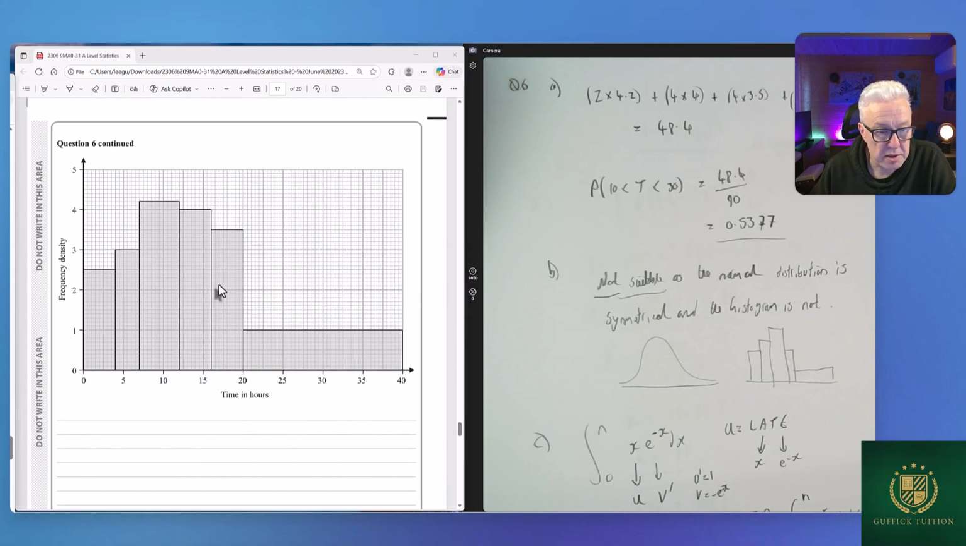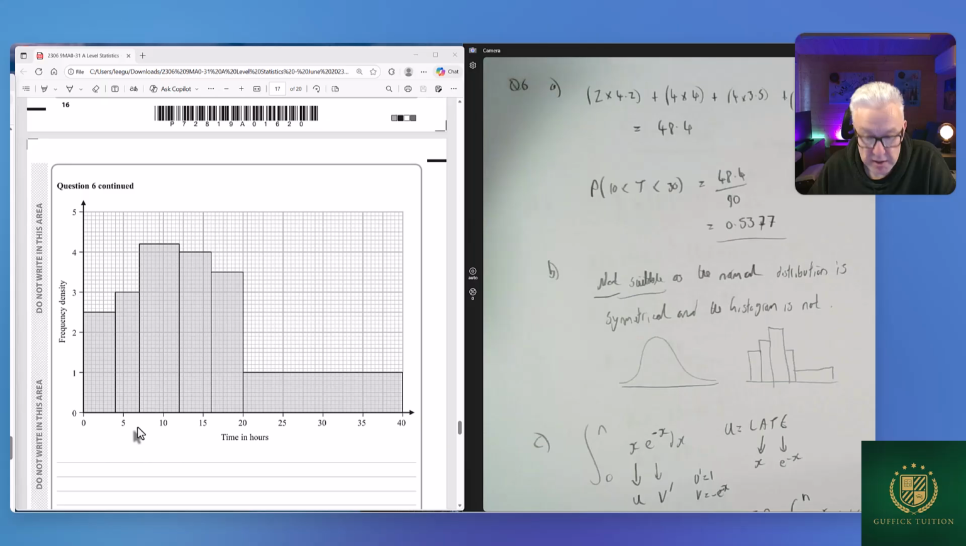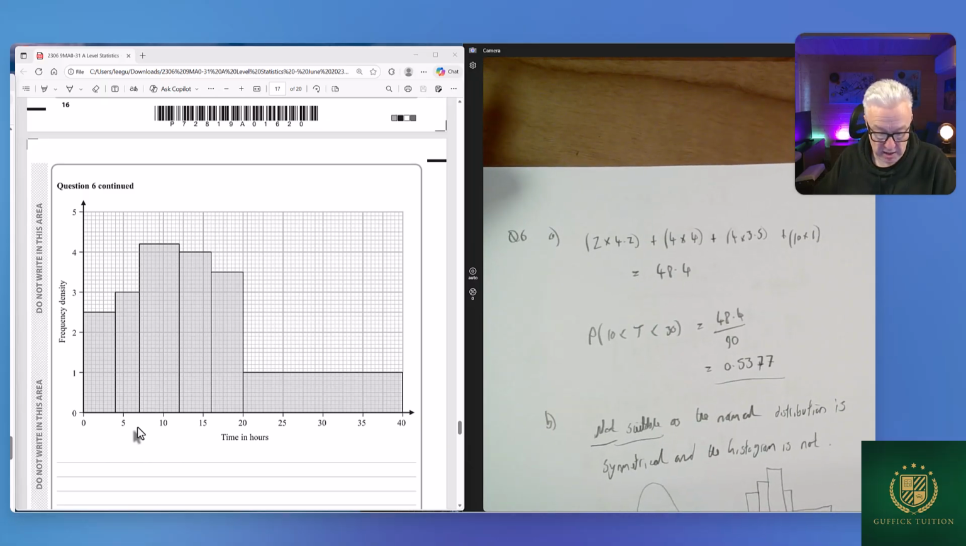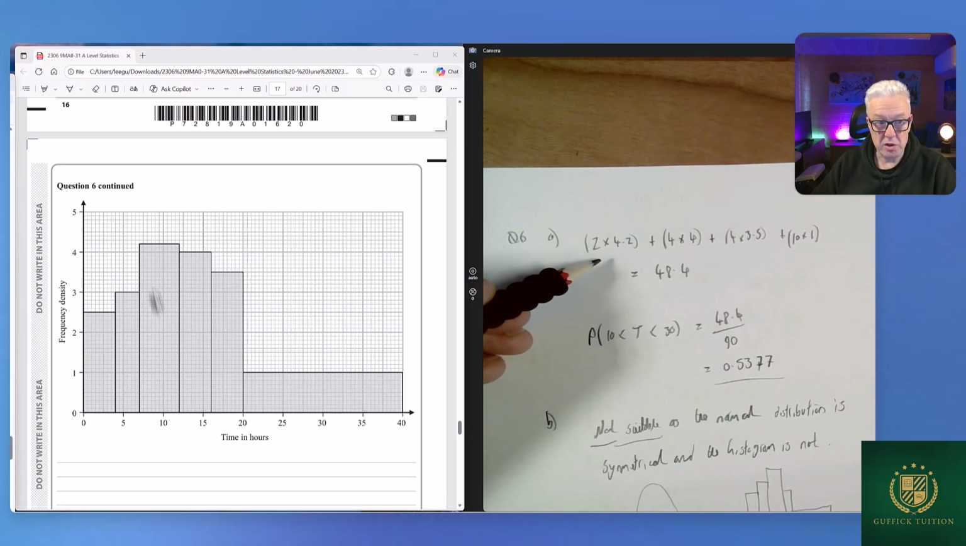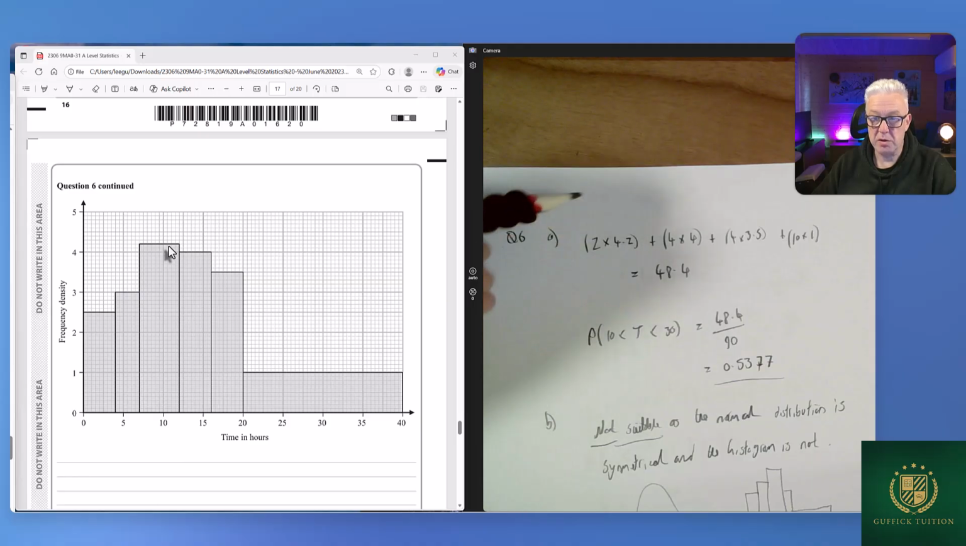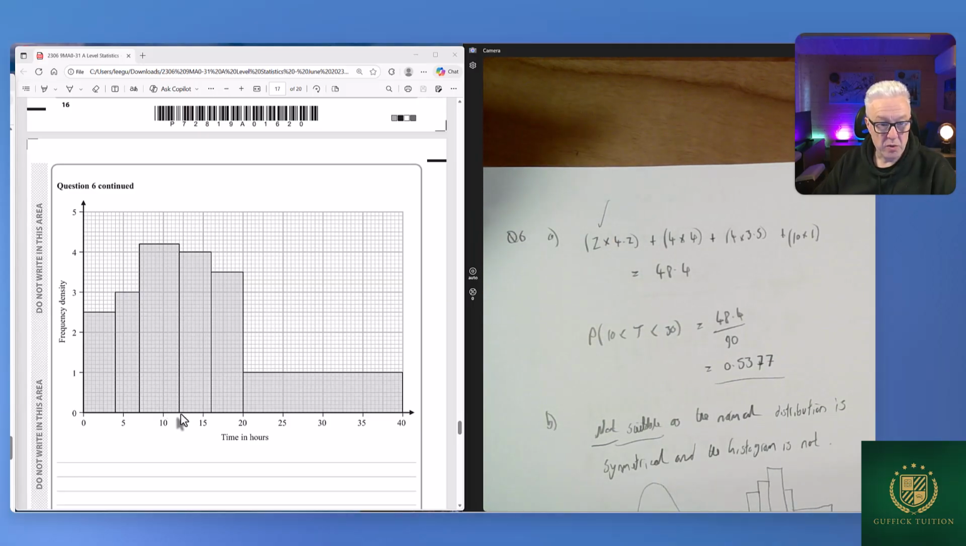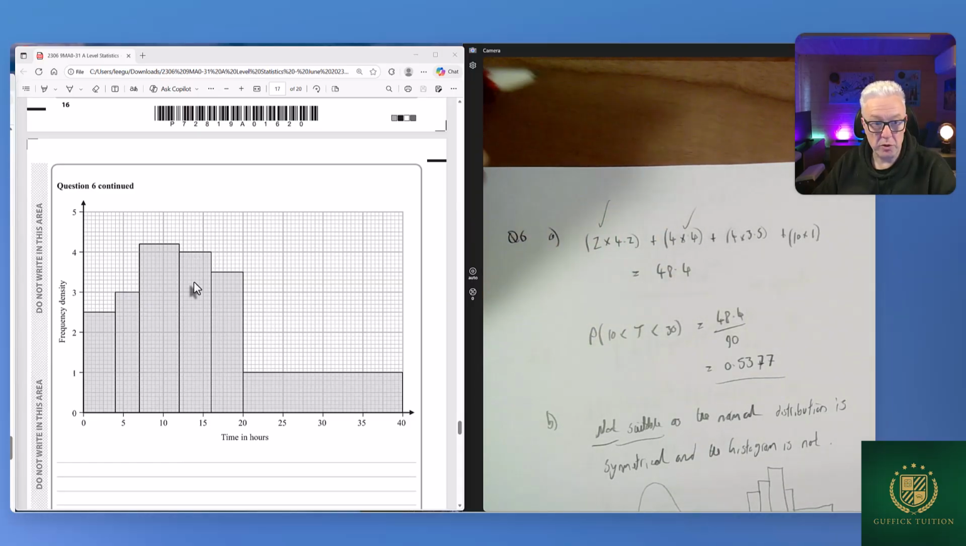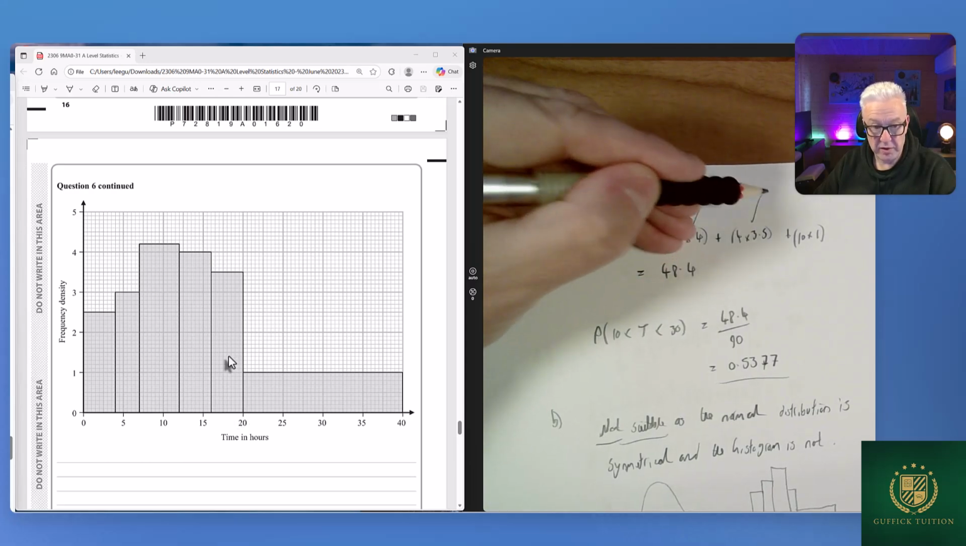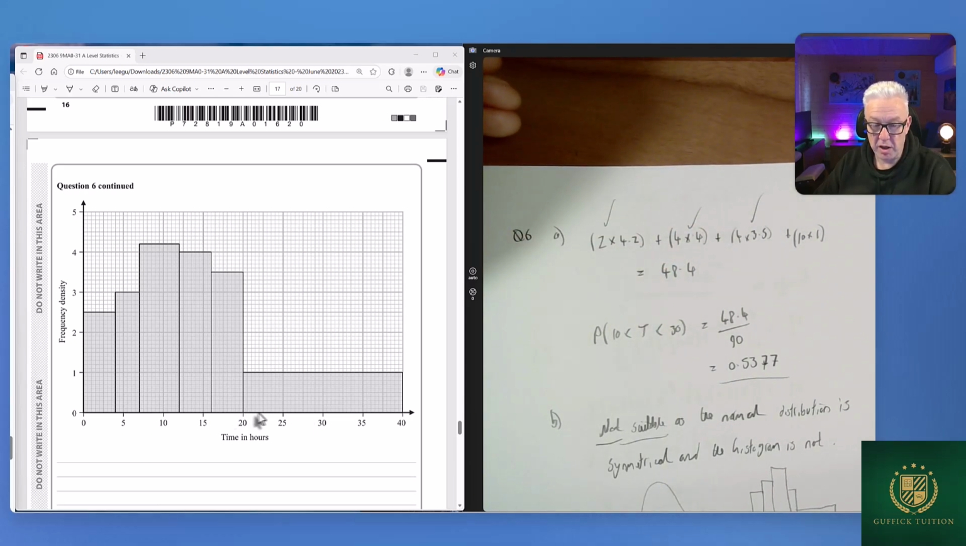Okay, let's have a look. So we've got the number of hours, and if we want to work out the probability between 10 and 30, we need, first of all, this rectangle that I'm indicating here, which has a width of 2 and a height of 4.2. So that's the first one there, 2 times 4.2. The next one here, we've got a width of 4 and a height of 4, so the second bar is 4 times 4. The next one is another width of 4, but a height this time of 3.5. And then finally, up to the 30, we've got a height of 1 and a length of 10.